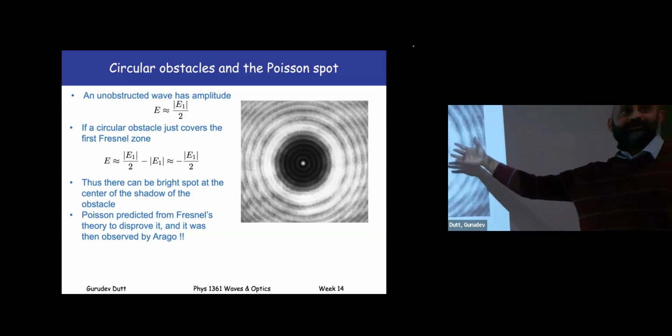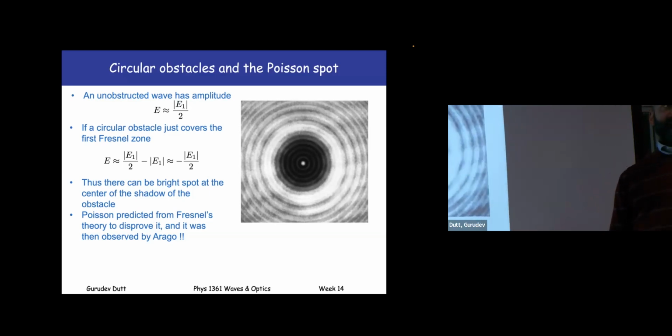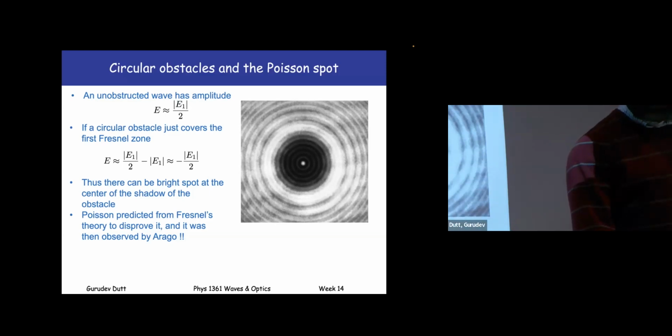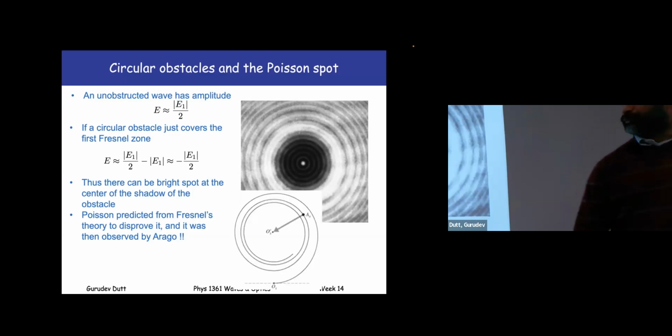But the long story is Poisson has his name on this particular prediction, even though it's Arago who should get the credit for actually doing the experiment and observing. Well, anyway, so that's the story of the Poisson spot. And if you want to understand it with the vibration curve, you can.